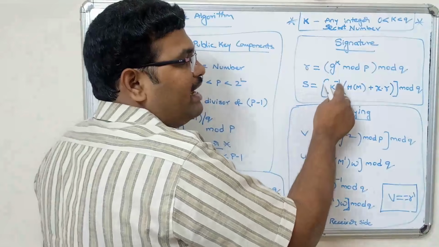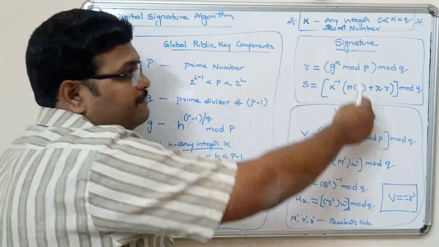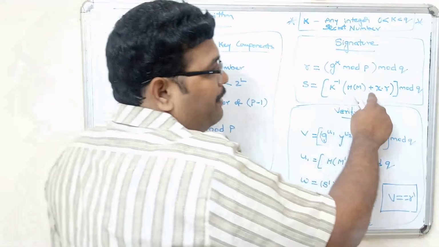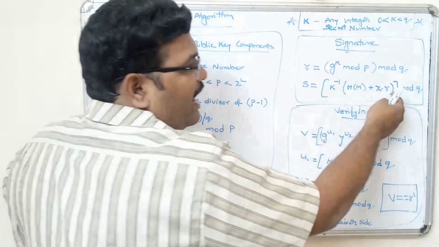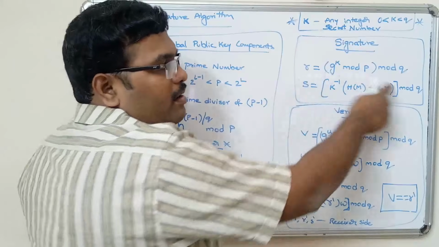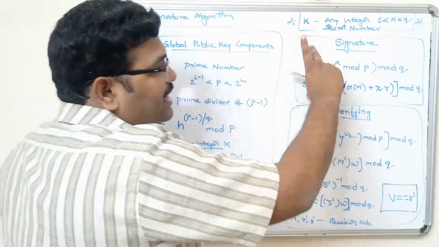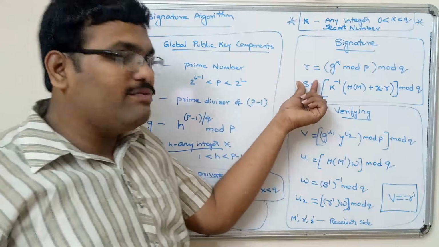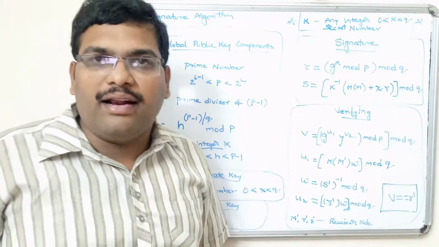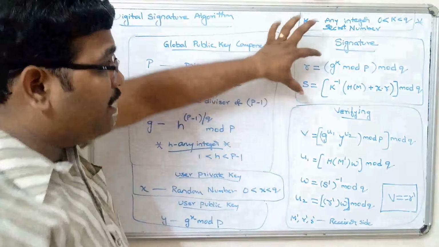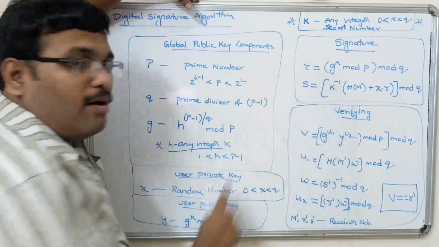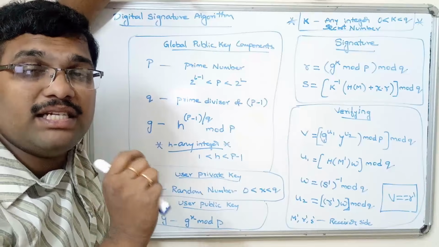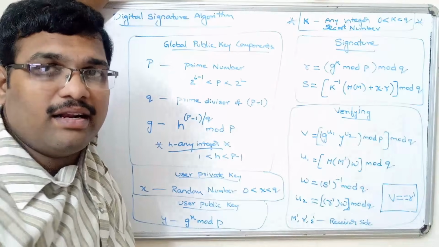S is equal to K inverse, where K is the secret number, times H of M, which is nothing but a hash code, plus X, the private key, times R, one of the signature components, mod Q. So for this we will get the two components R and S. This R and S will be sent to the receiver side. First these two signature components will be appended with the plain text message and then sent to the receiver.